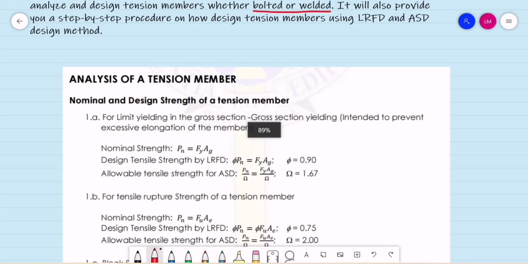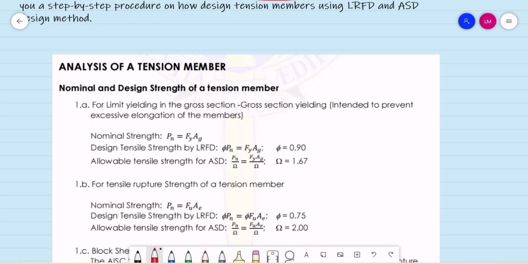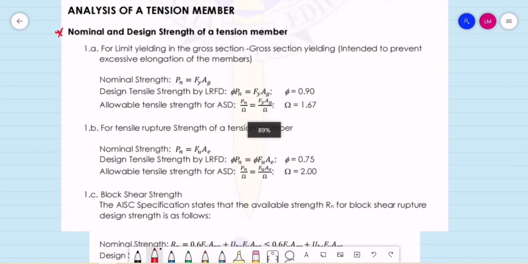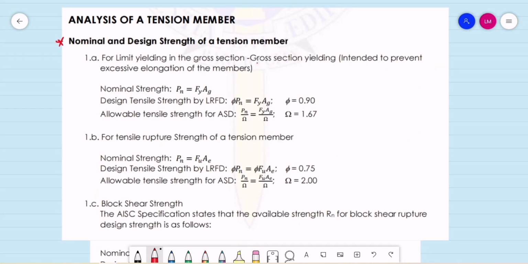Okay, so again, for the first part, this is the analysis of a tension member. We are to determine the nominal strength and the design strength of a tension member. We have three considerations here. Number one is the gross section yielding. In some references, we abbreviate this as the GSY. We are considering, class, the gross section yielding due to possible excessive elongation of the tension member.